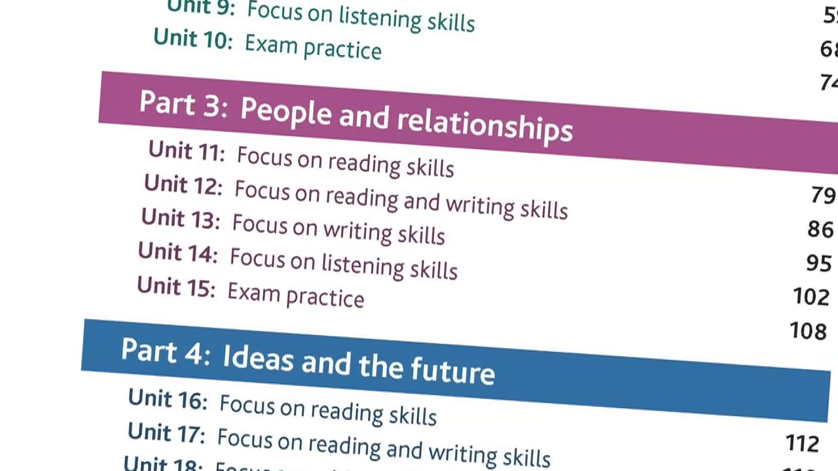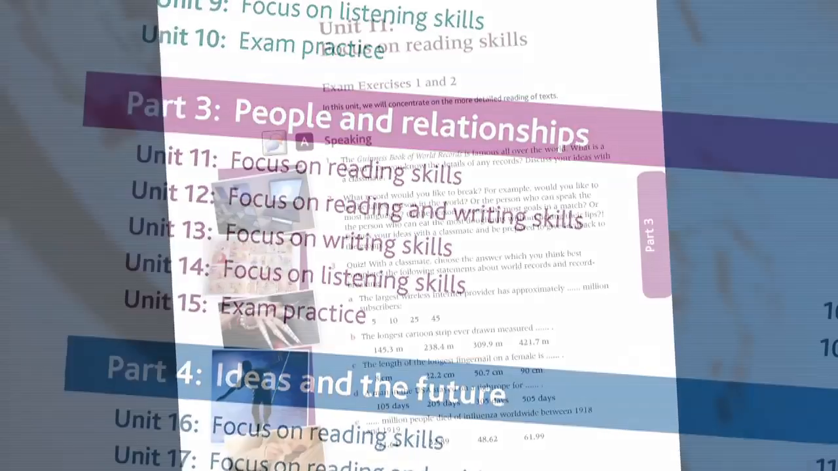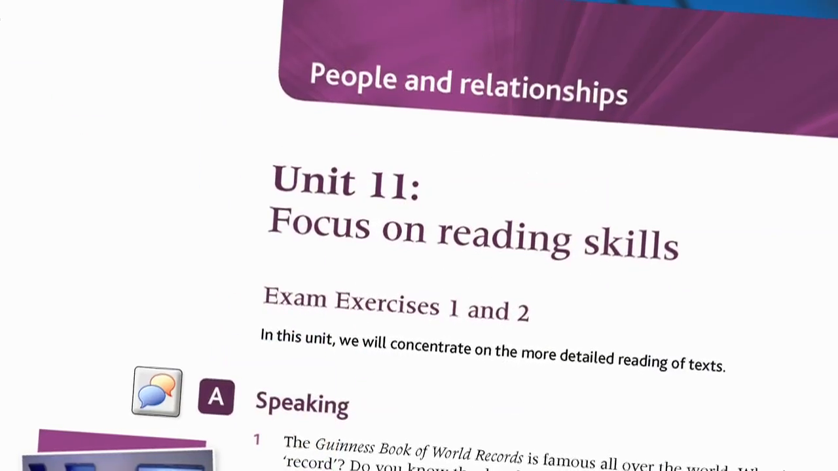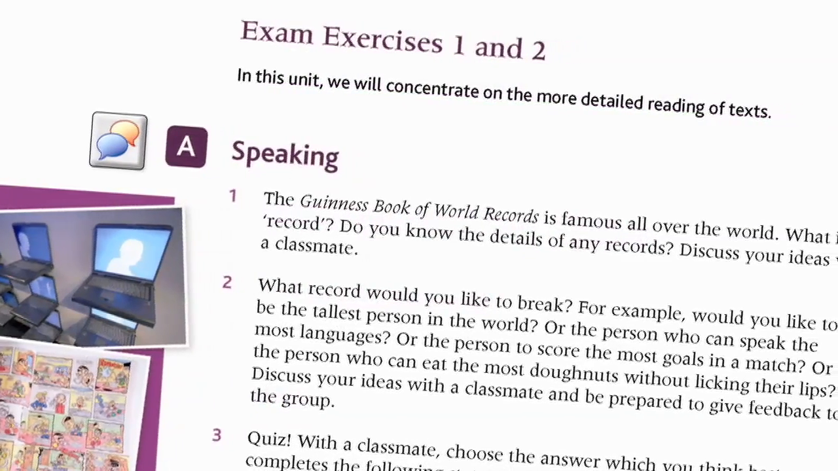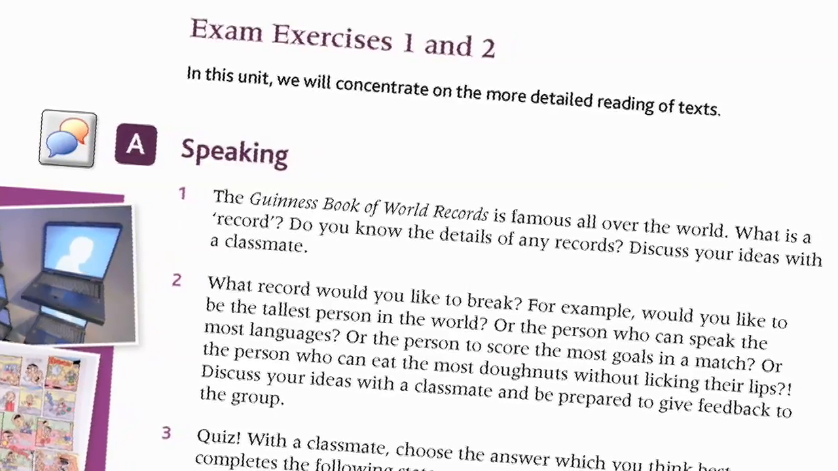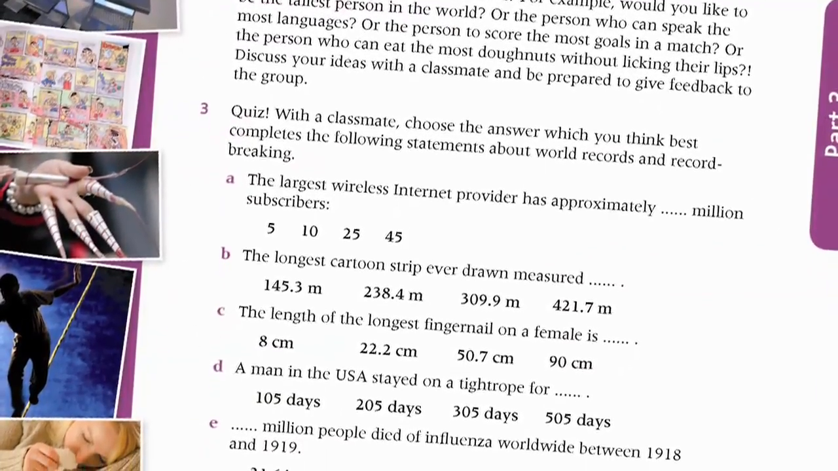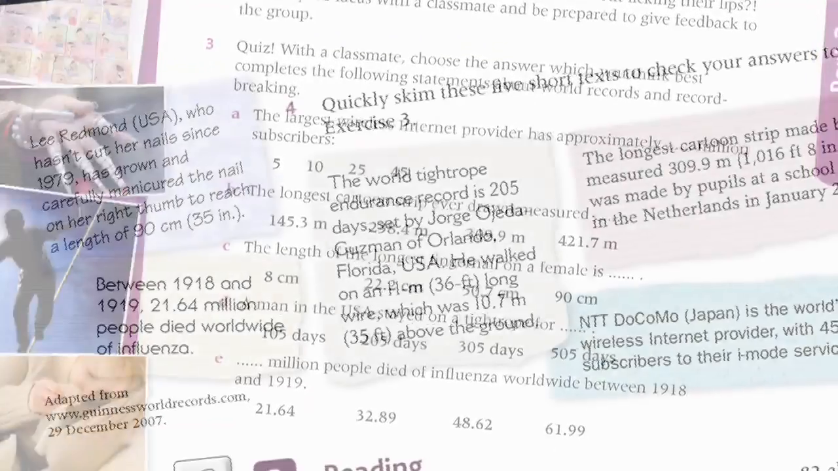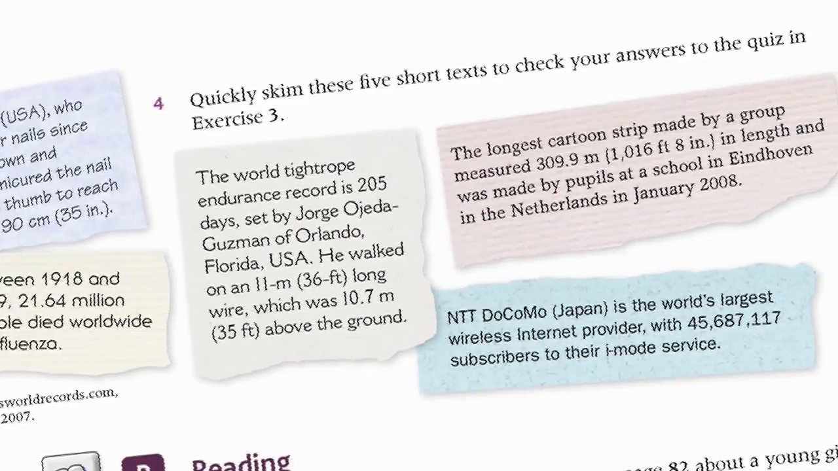The units in Part 3 all address the theme of people and relationships, and Unit 11 focuses on reading skills, in particular exam exercises 1 and 2. The unit opens with Section A, which encourages students to speak about world records. There's a short 5-question quiz which asks students to guess the answers about various records, and then 5 brief paragraphs on the following page which reveal the answers to the quiz questions.